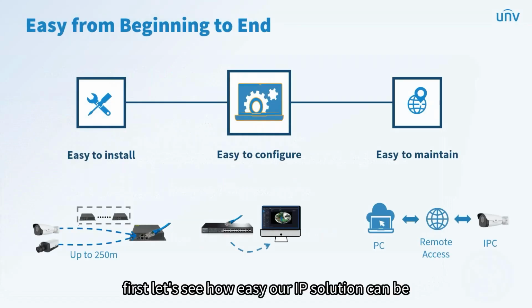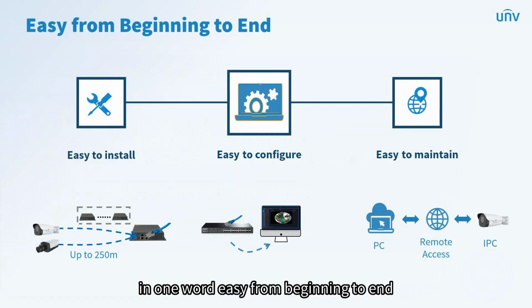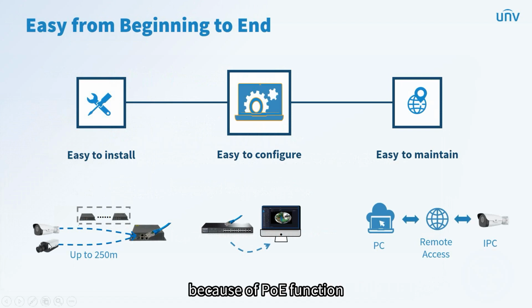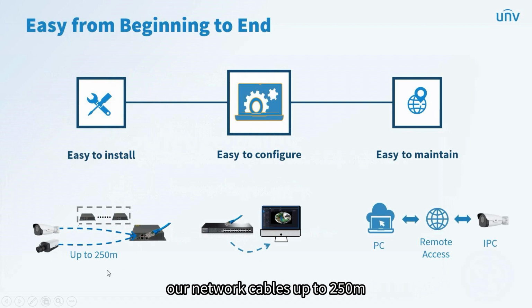First, let's see how easy our IP solution can be, no matter its installation, configuration, or maintenance. In one word, easy from beginning to end. Because of PoE function, the wired IP solution can reduce the installation labor for cables and improve power supply efficiency. Our network cables up to 250 meters can greatly reduce the construction cost. After installing them, we can also get quick configuration without difficult IP configuration.